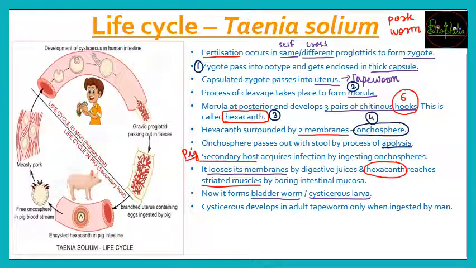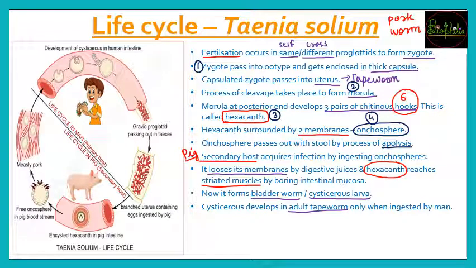The cysticercus larva is going to develop into the adult tapeworm once it is ingested by man. So जैसे muscles में ये cysticercus larva, ये bladder worm is going to be formed. So generally humans क्या खाते हैं? Pig का pork खाते हैं. That is, the muscles of the pig are going to be eaten or consumed in the form of pig meat.